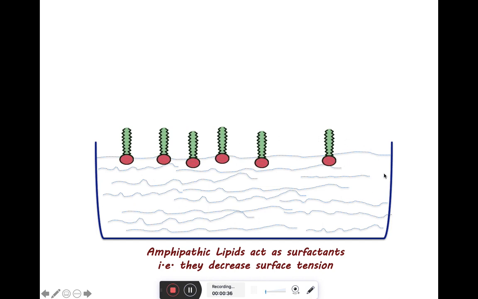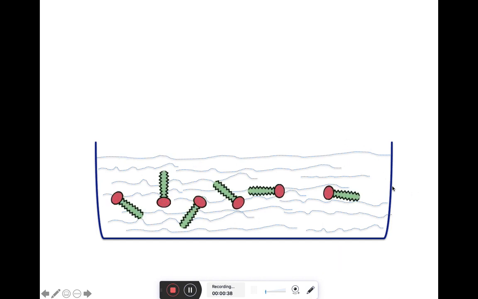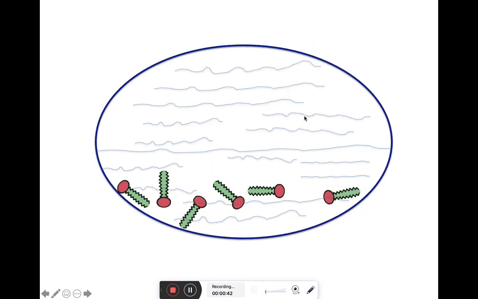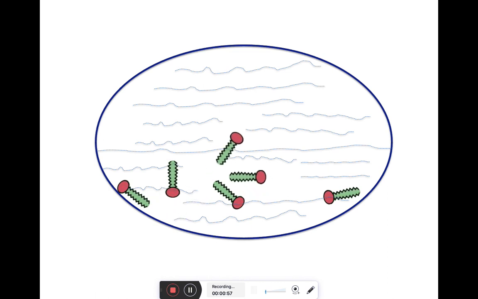But suppose this amphipathic lipid is present in an enclosed space, meaning there is no surface to go to. For example, the amphipathic lipids are present inside the blood vessel, in the plasma. So there is no surface to go to. So how will these non-polar tails run away from water? In this case, it forms a spherical structure like this.